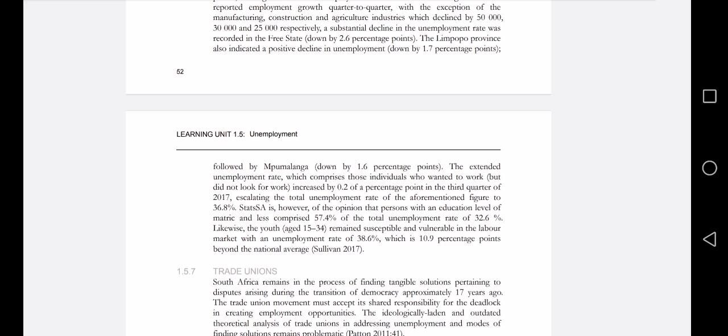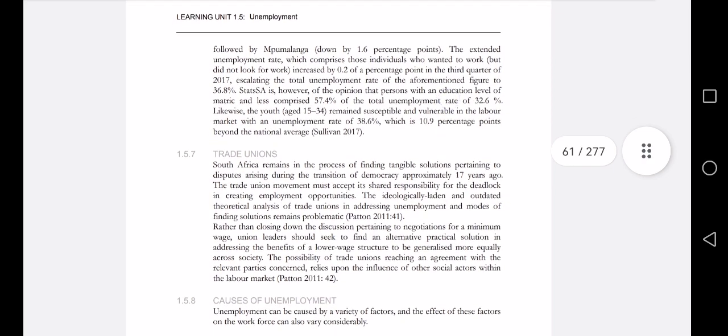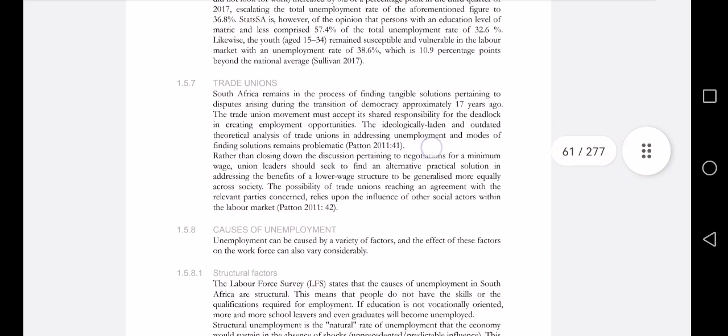Stats SA is, however, of the opinion that persons with an education level of matric and less comprised 57.4% of the total unemployment rate of 32.6%. Likewise, the youth aged between 15 and 34 remained susceptible and vulnerable in the labor market, with an unemployment rate of 36.6%, which is 10.9 percentage points beyond the national average. Sullivan, 2017.